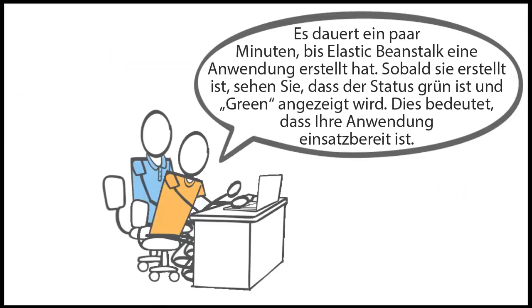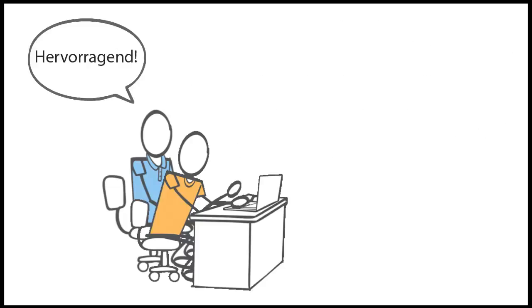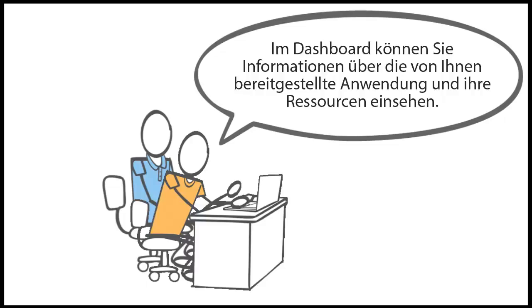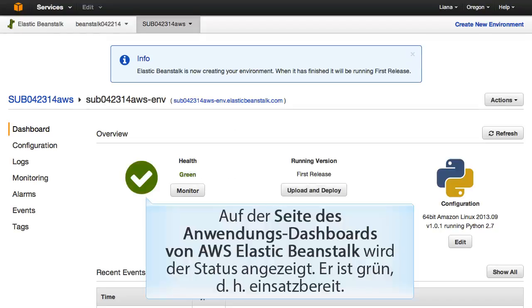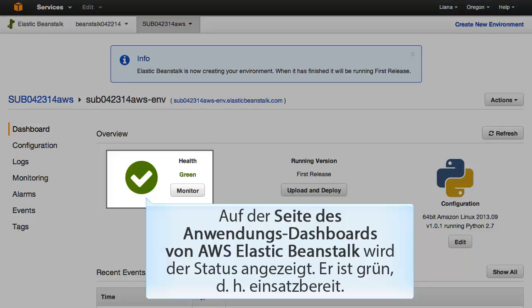It takes a few minutes for Elastic Beanstalk to create an application. After it is created, you will see the status says green. This means your application is ready to use. That's great. You can view information about the application you deployed and its provisioned resources in the dashboard. From the AWS Elastic Beanstalk Applications dashboard page, we can see the status says green and is ready to use.